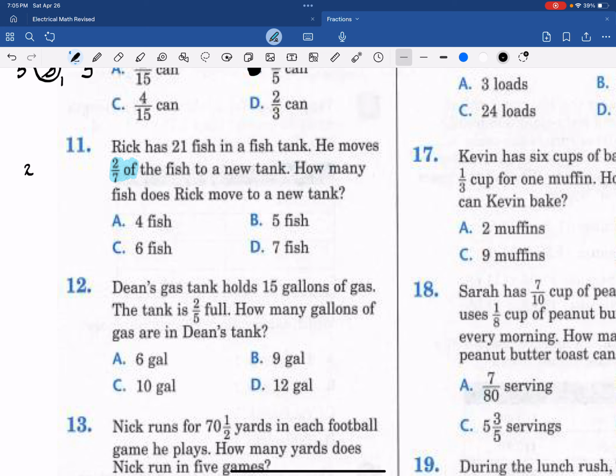So he's moving 2/7 of the fish he has, and we know that he has 21 fish. So 2/7 times 21 over 1. You can cancel. 7 into itself is 1, and into 21 is 3. And that gives us 6 over 1, or C as in Charlie, 6 fish.